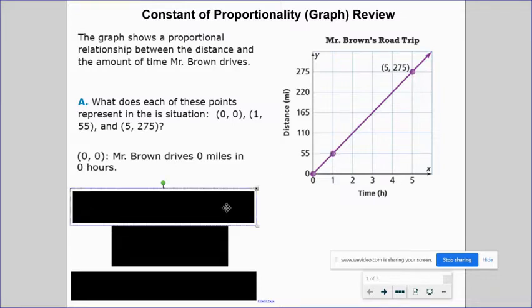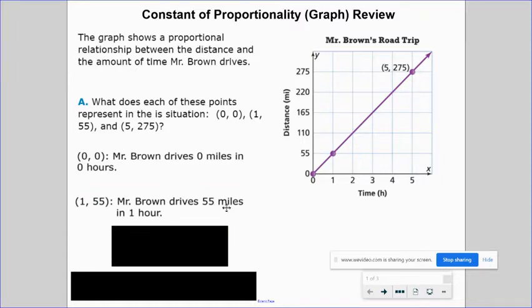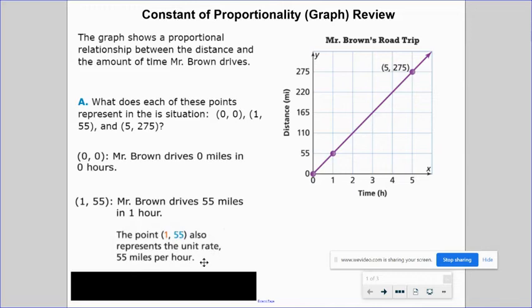You could also rewrite that as Mr. Brown drives 55 miles in 1 hour. Now, this piece of information is the most unique. Whenever you have an X value of 1, that's talking about your unit rate. So for every 1 hour, we know Mr. Brown goes 55 miles, which is the same as 55 miles per hour.